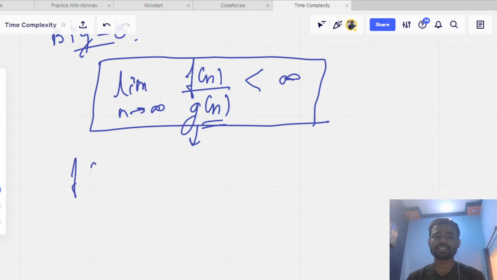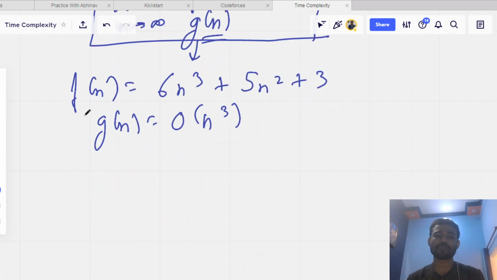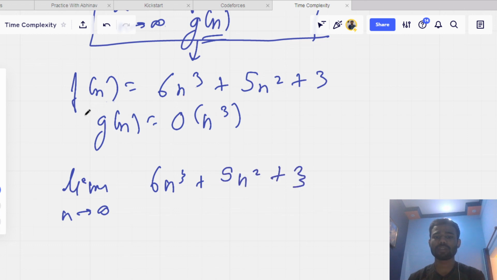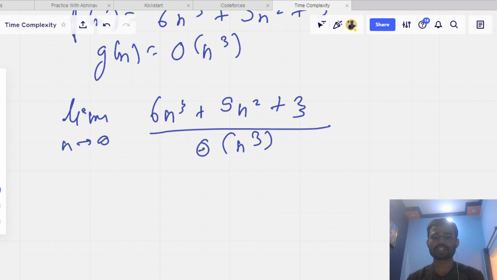For example, if f n is, take that example again, 6n cube plus 5n square plus 3. In this case I have told you that the value of g n was O of n cube. So we find the limit of f n by g n, means limit n tends to infinity of 6n cube plus 5n square plus 3 divided by n cube. Okay, not O n cube, it's just n cube. So it will give 6 plus 5 by n plus 3 by n cube.